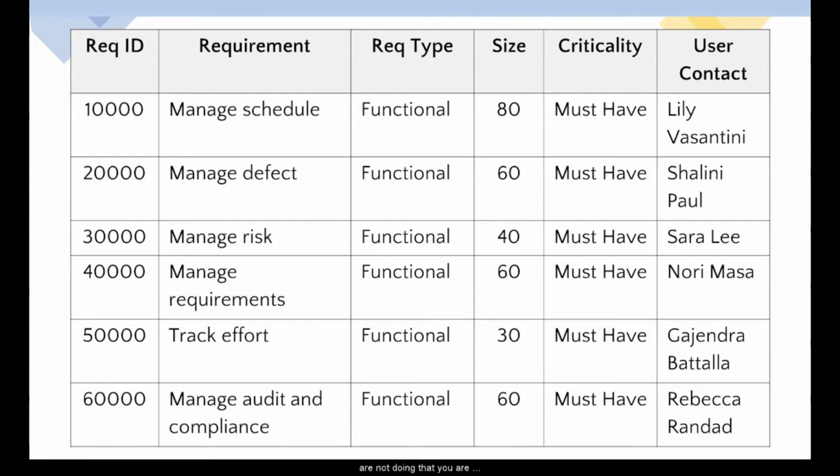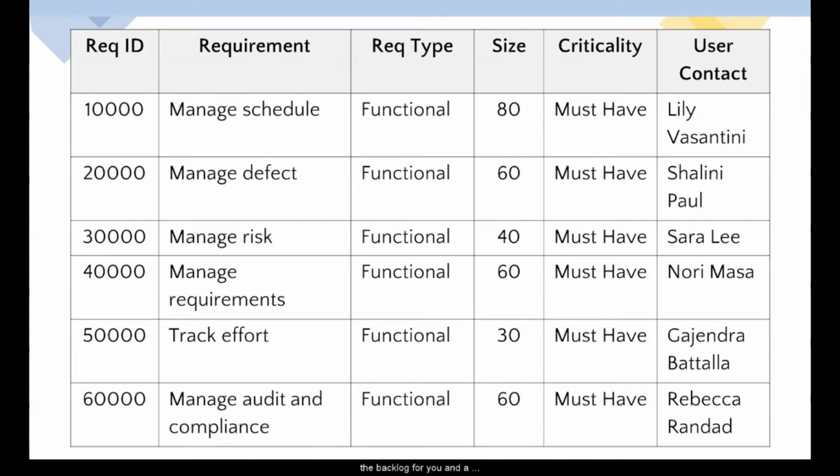But with agile-based projects, you are not doing that. You are trying to figure out which features will add maximum value to stakeholders, and those features have to be picked up very, very early. Features which are not going to give that much value to the stakeholders, we will keep on the back burner and we will do them later.